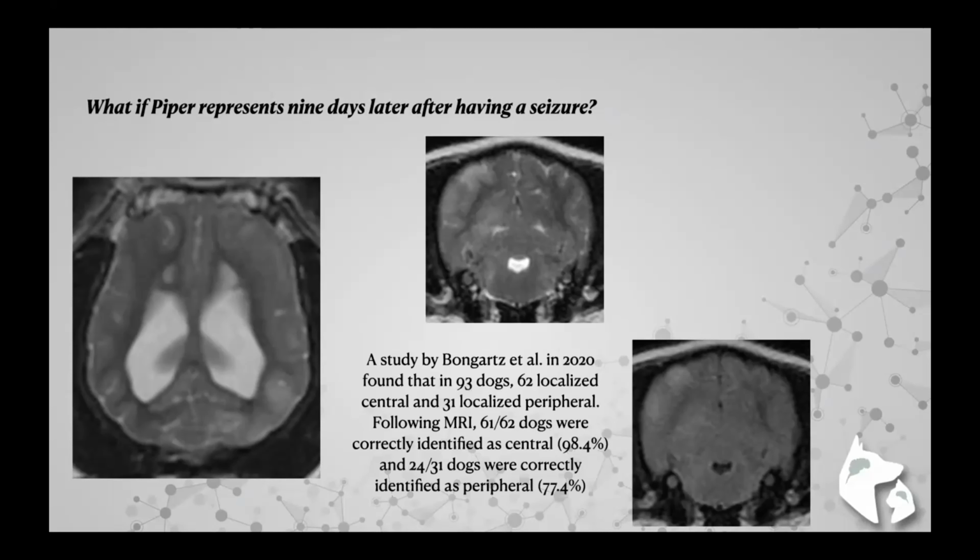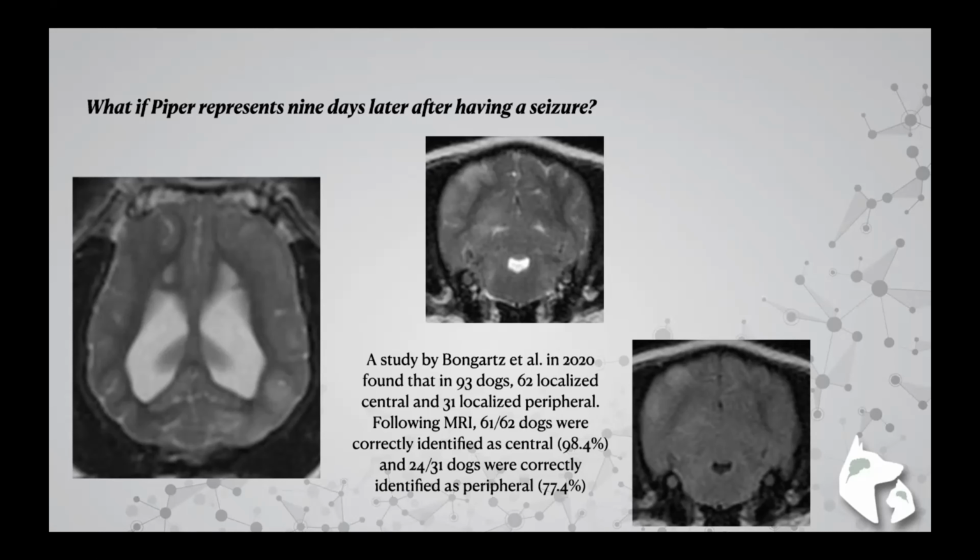61 out of 62 dogs that were correctly identified as central, which means that we are about 98.4% correct in dogs that we localized central had a central lesion. However, only 24 out of 31 dogs were correctly identified as peripheral. So that means that 7 dogs that we localized peripheral actually had central lesions. So we were only about 77.4% accurate in localizing peripheral dysfunction.